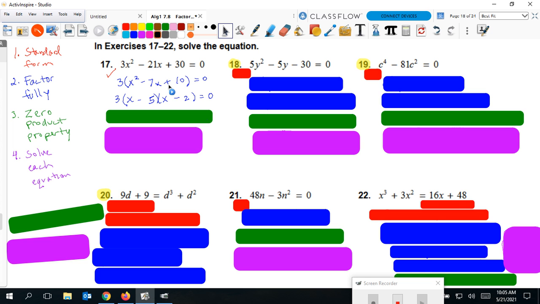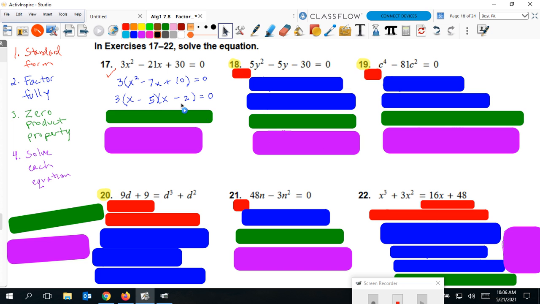And this positive tells us that the signs in here have to be the same sign. They're both going to be the sign of the 7, so they're both going to be negative. And you can always double check that by just doing FOIL to get back to this trinomial. Your x times x is x squared, your outside is negative 2x, your inside is negative 5x. That would give you a negative 7x when we combine. Negative 5 times negative 2 is the positive 10. So now that's factored fully there.